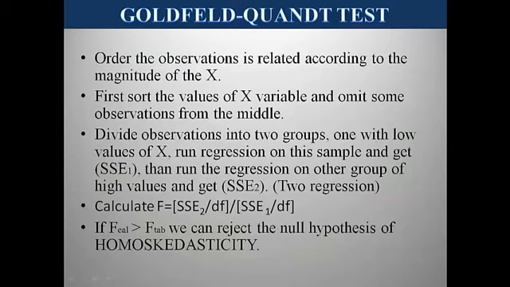So another test we use for testing of heteroskedasticity is Goldfeld-Quandt test. In this test, we hypothesize that the order of the observation is related according to the magnitude of the x. As a first step, we sort the values of x variable and omit some observations from the middle. Then we divide observations into two groups, one with low values of x, and run the regression on these samples and get residual squares. Then we run the regression on other group of high values and get another residual squares. Then we calculate the F statistics. If our calculated F statistics is greater than the F tabulated, then we can reject the null hypothesis of homoskedasticity.